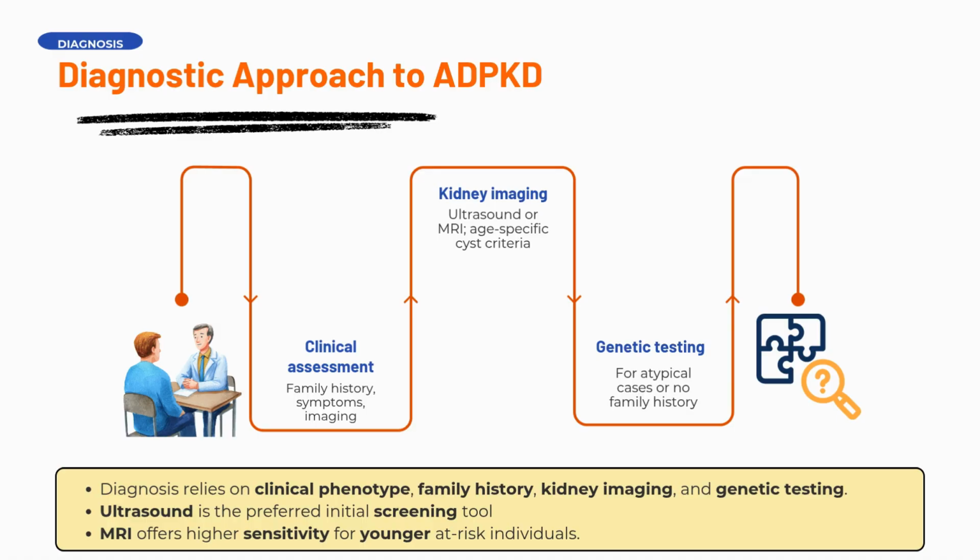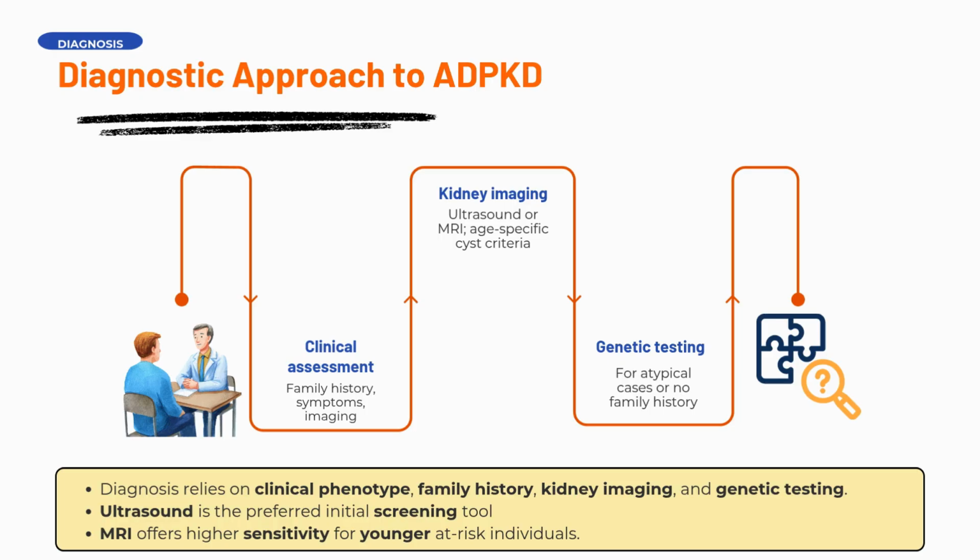A positive family history is very helpful, but remember, absence of family history doesn't exclude the disease. Step 2, the cornerstone of diagnosis is kidney imaging. Ultrasound is the preferred initial screening tool. It is simple, widely available, and cost-effective. We use age-specific cyst criteria to make the diagnosis. MRI can also be used. It's more sensitive, especially in younger patients or early disease.